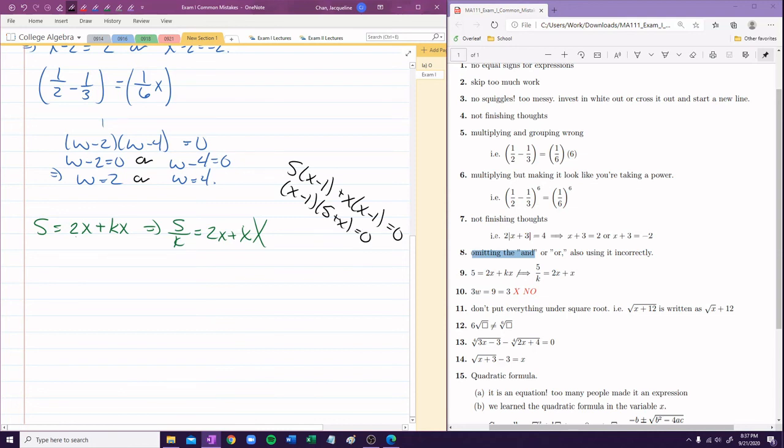Same thing here. I wanted to solve for x, but I see two x's, and in order to solve something, I need only one of them. So I notice both of these terms have x's, and I'm going to factor that x out. If I check my work, if I distribute this x back in, I'll get 2x plus kx, exactly the same as above. Since we're solving for x, I want to get it by itself, so I'm going to divide both sides by 2 plus k, and then x is equal to 5 over 2 plus k. And that's how you solve that problem.